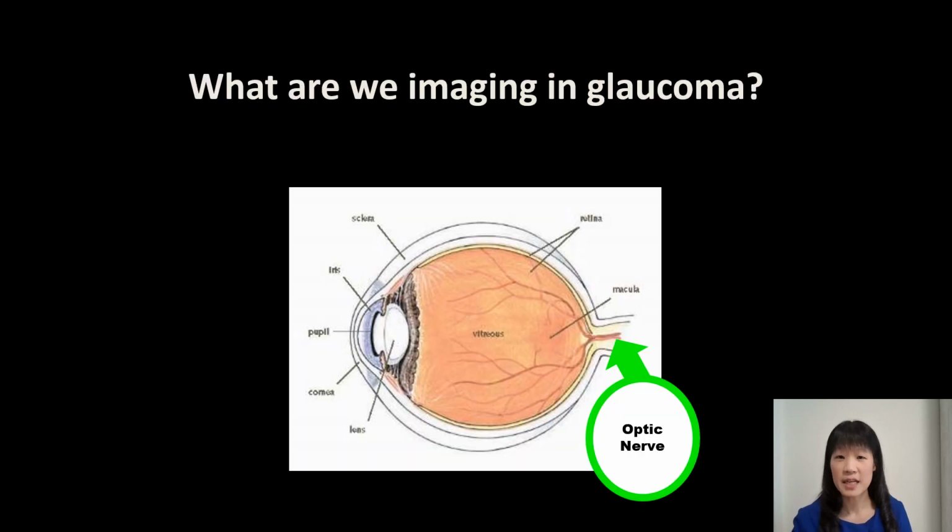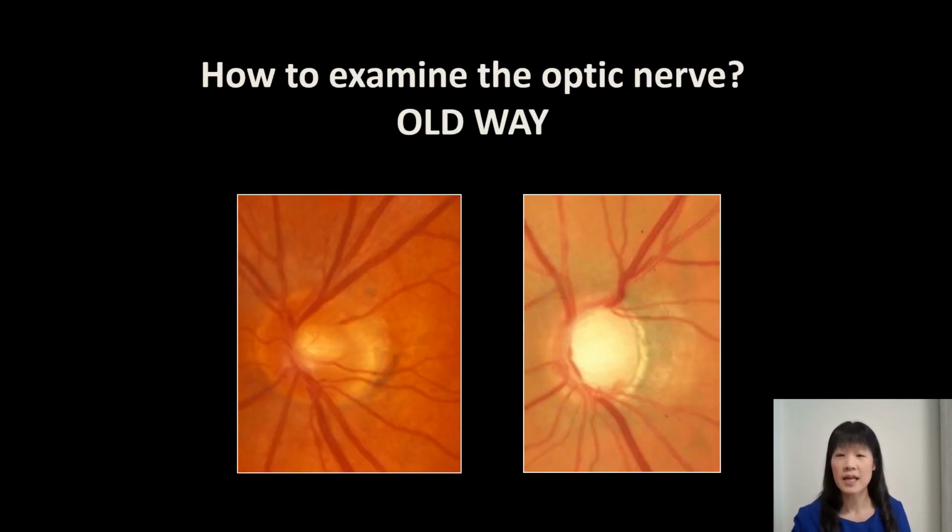So what are we imaging in glaucoma? Well, in glaucoma, there are basically 3 regions of interest, and all 3 regions can be imaged with OCT. So the first region is the optic nerve. So we all know that the optic nerve undergoes cupping with glaucoma. And this is the old way of looking at the optic nerve with the 78 or 90 diopter lens in the clinic. And here you can see one eye here is normal and the other eye here has classic cupping.